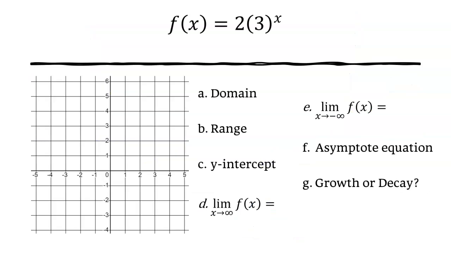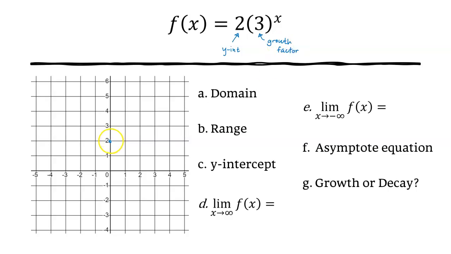This is called decay, and this is called growth. So on your note sheet, you have an example of an exponential function, 2 times 3 to the x, which means that our y-intercept is going to be 2. That's the a value is 2. And then our growth factor is going to be 3, which means if I increase x by 1, I'm going to multiply by 3.